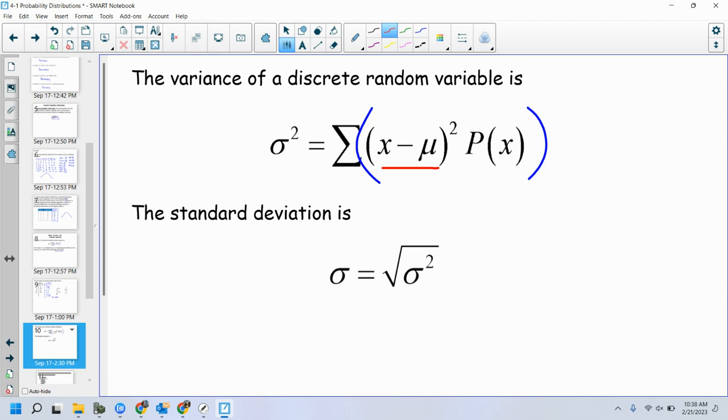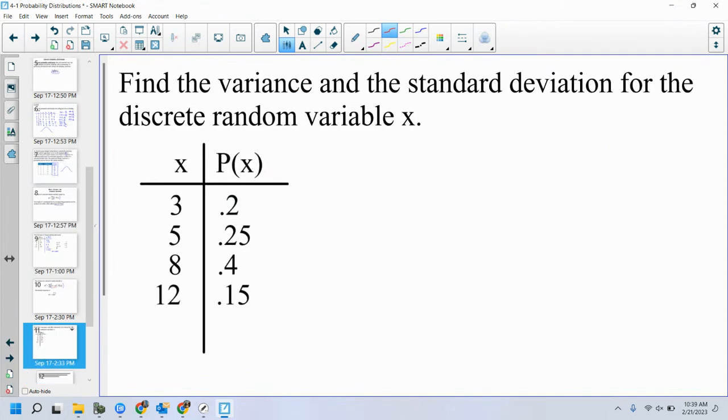And then you find standard deviation by square rooting that whole thing, which is a common theme, right? Standard deviation is always the square root of the variance. Okay? So how are we going to find this? Well, we're going to take x minus mu squared times p of x. So let's run that exact same thing. Same treatment here. All these numbers are the exact same thing.